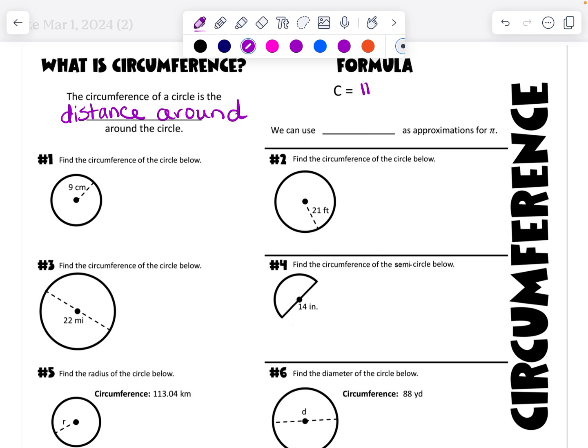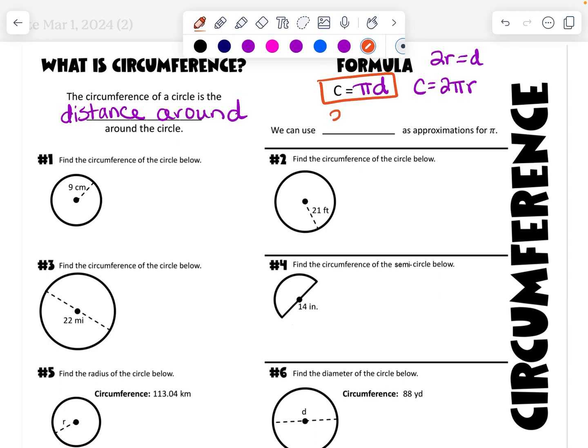It's pi times the diameter. You can also sometimes see it written as 2 pi r, but remember that 2r, like 2 times the radius, is the diameter. So these are really the same thing. If you only want to remember one, just remember this one.